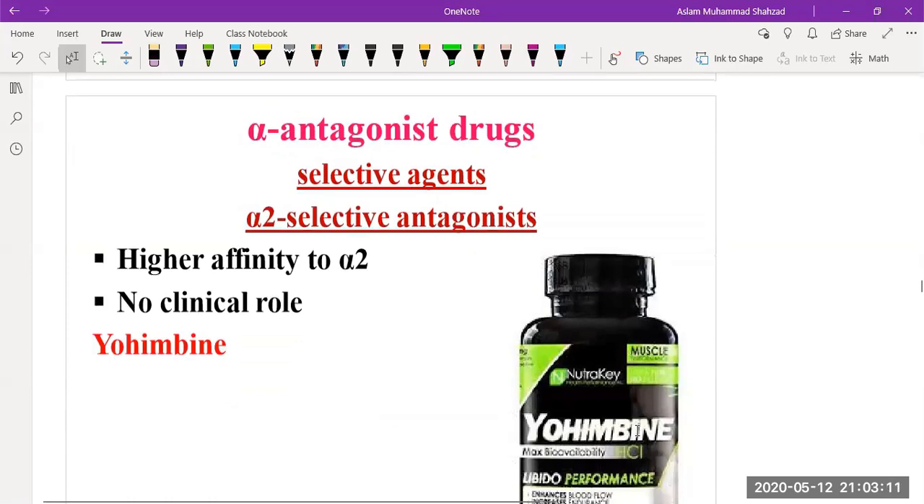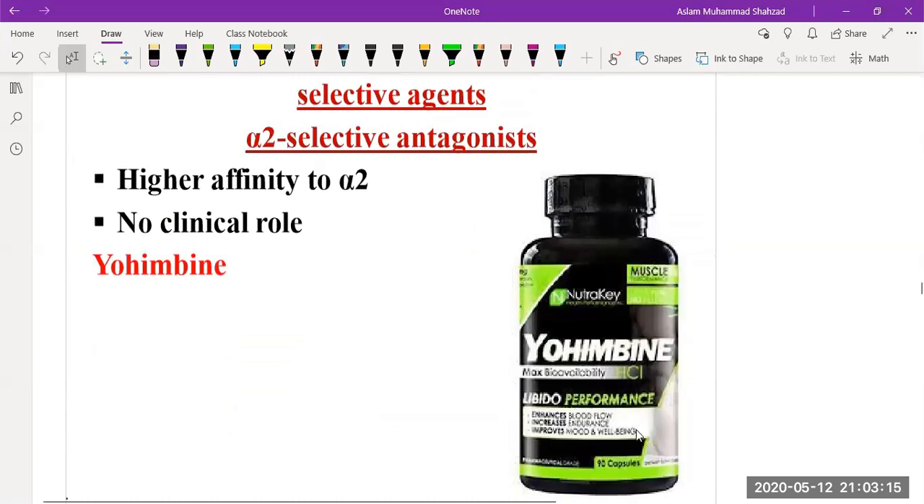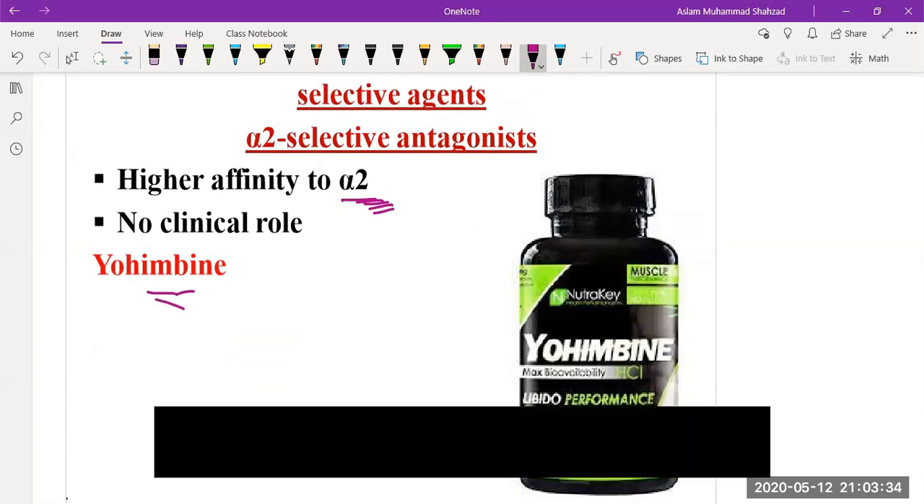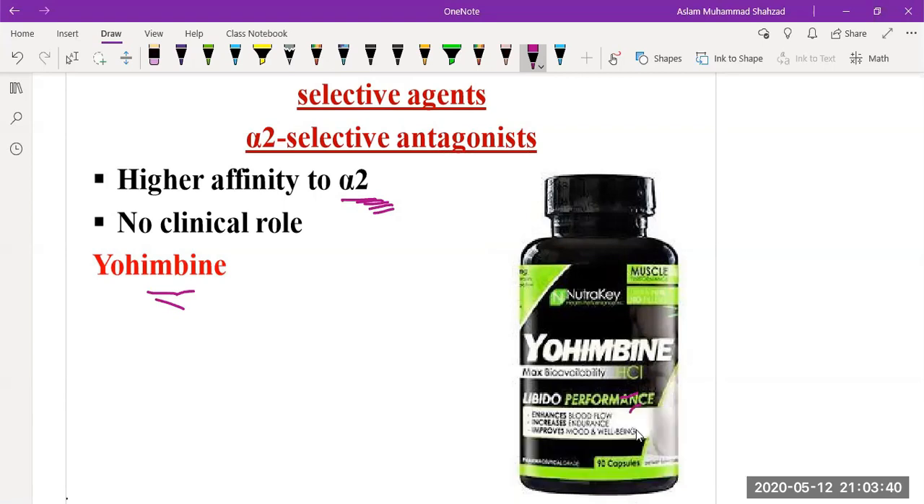Then we have selective agent alpha 2 antagonist, the drug which has high affinity to alpha 2 receptors. So what is meant by this? That means that they are blocking only alpha 2 receptors. Although the drugs in this classification have no clinical role, one of the supplements, yohimbine, has been used quite often for enhancing the blood flow, endurance, improving the mood, and improving the libido.